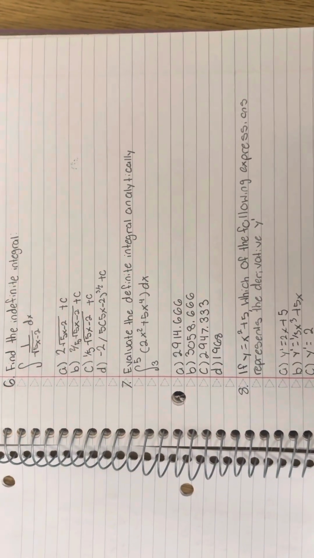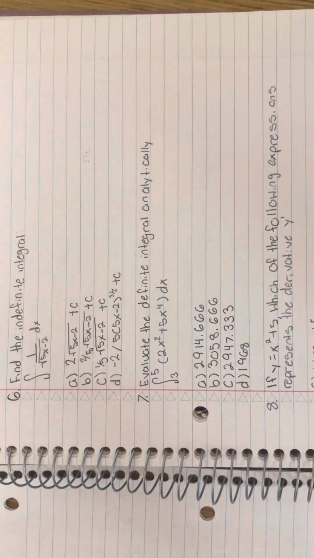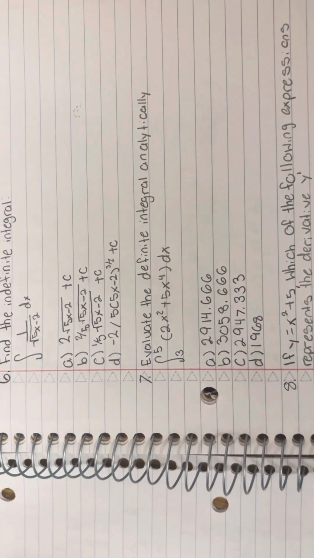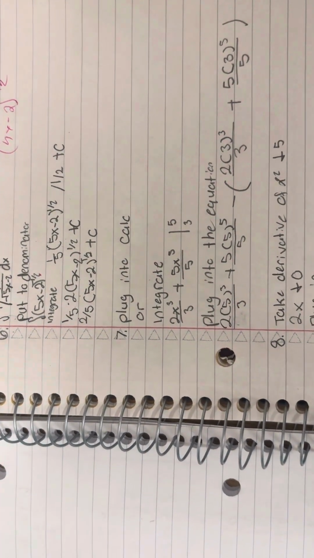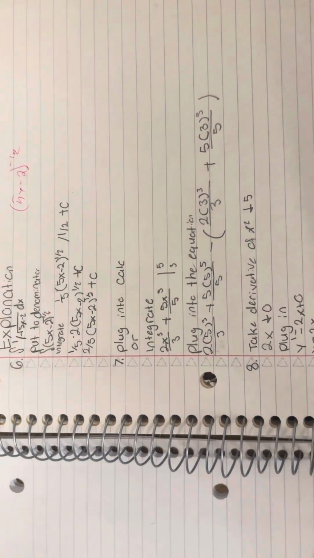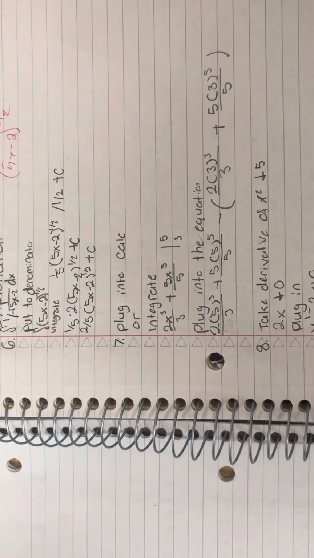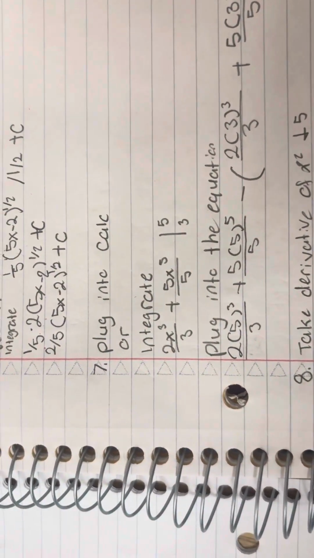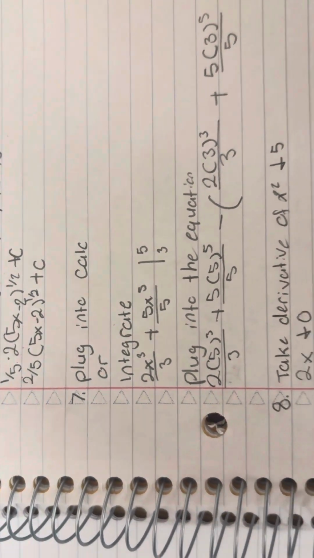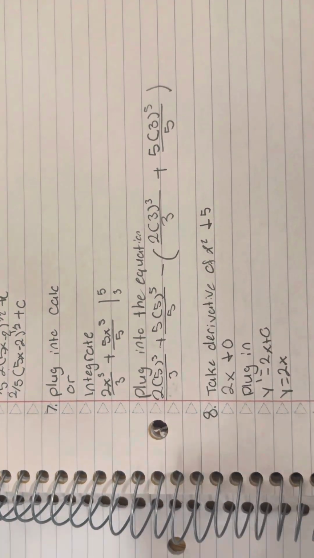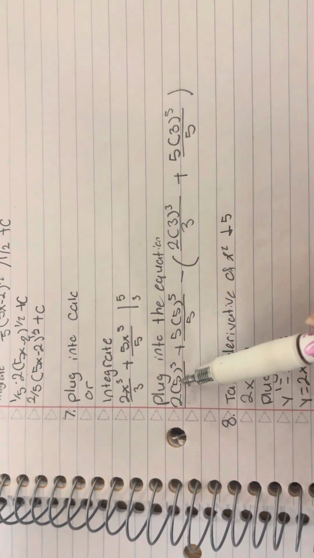The next problem is: evaluate the definite integral analytically, from 3 to 5, of 2x squared plus 5x to the 4th. So first you can either plug into the calculator or you integrate. 2x squared becomes 2x to the 3rd over 3, and 5x to the 4th becomes 5x to the 5th over 5. Then we plug in 5 into the equation, and then you subtract the same equation with 3 plugged in.